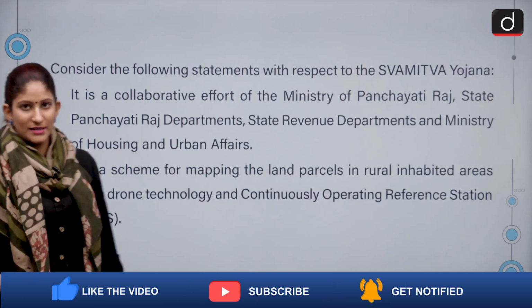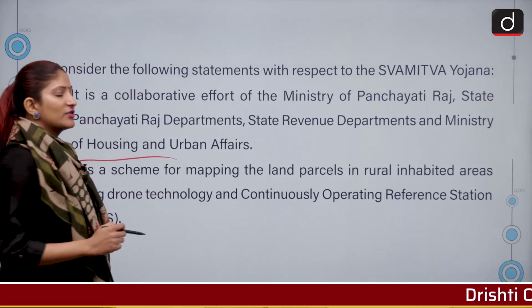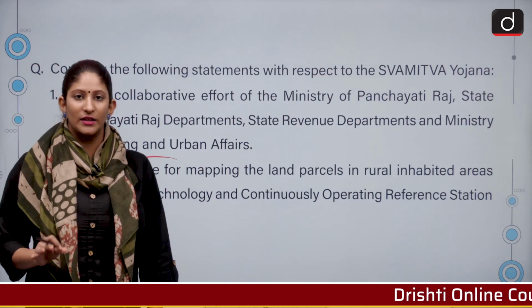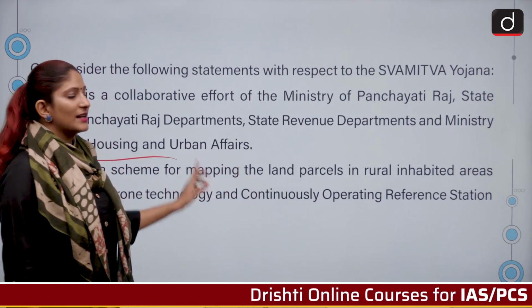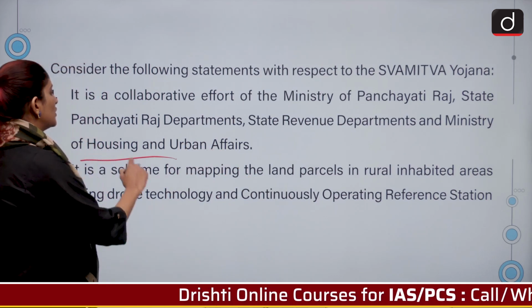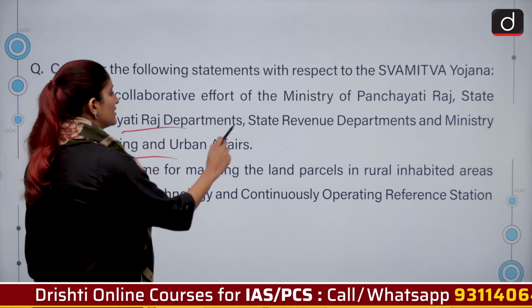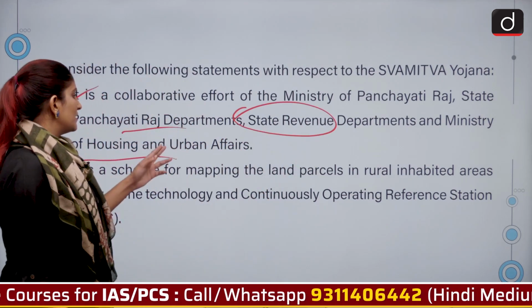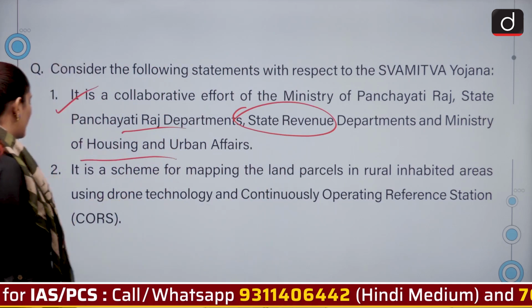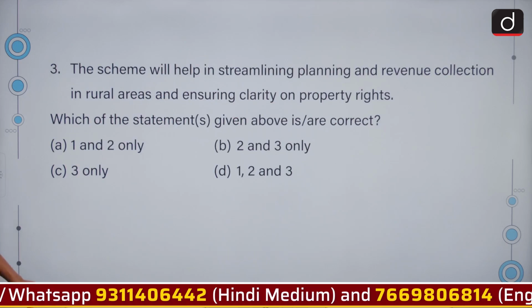The first statement is incorrect because MoHUA, that is Ministry of Housing and Urban Affairs, doesn't have anything to do with the scheme, and Survey of India should be here instead of MoHUA. And Ministry of Panchayati Raj, State Panchayati Raj Department and State Revenue Department are included. First statement is incorrect, second is correct, and also third is correct. So the correct answer should be 2 and 3, that is option B.